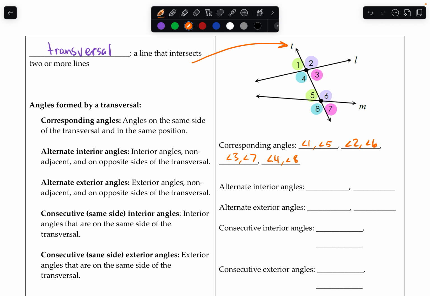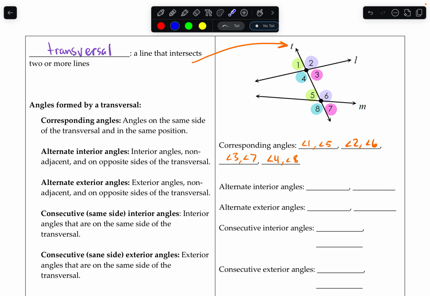Okay, so those are our corresponding angles. They're in the same position. So again, 1 is corresponding to 5 because from the intersection, they're both up and to the left. 2 and 6 are up and to the right. 3 and 7 are down and to the right. 4 and 8 are down and to the left from the intersection.